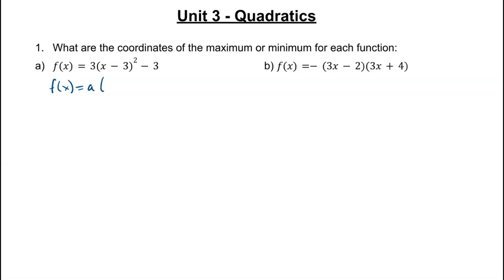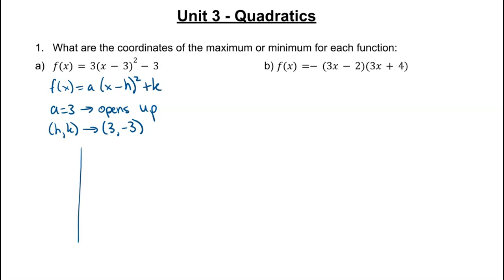Now, it's important to note that this is already in vertex form in part A. So a times x minus h all squared plus k. The a value is 3, which means that it opens up because it's positive. And the h and k represent the coordinates of the vertex. So that means the vertex is at 3, negative 3.